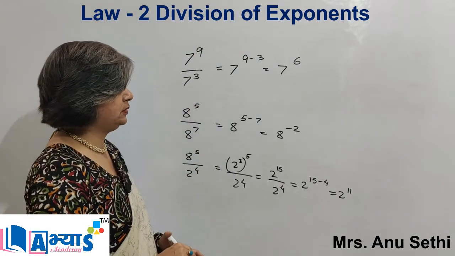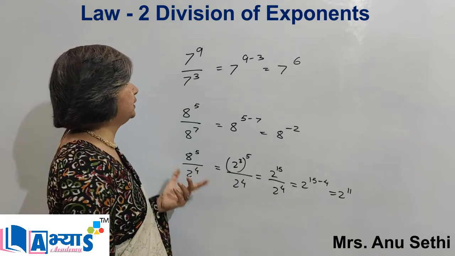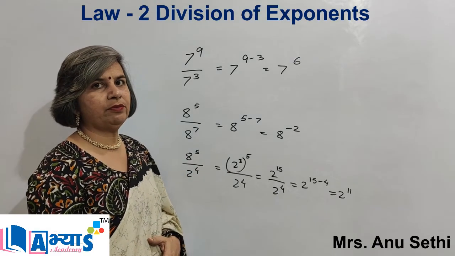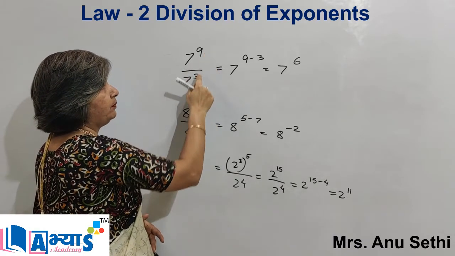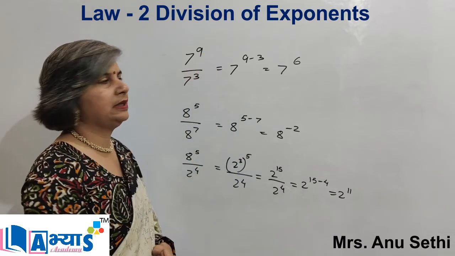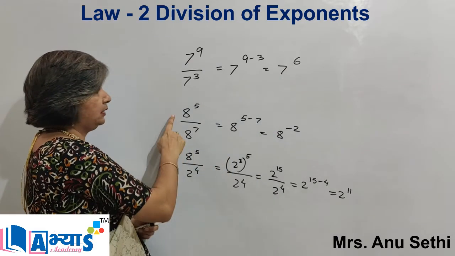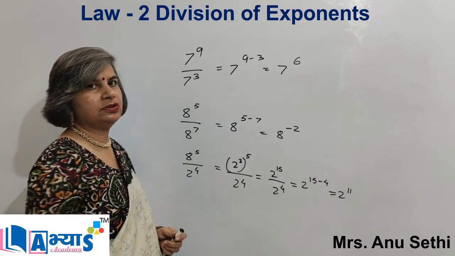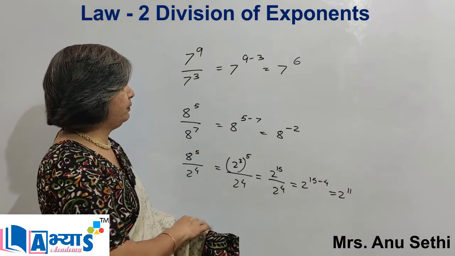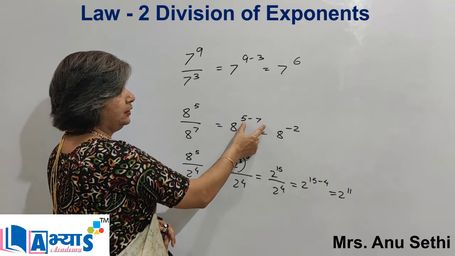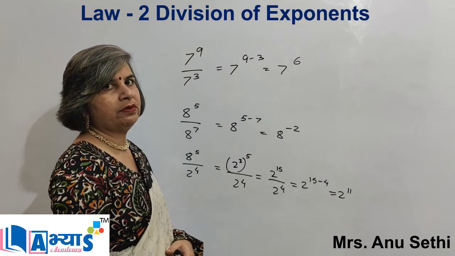So let us sum up the concept. Whenever we have exponential terms in which the bases are the same and we are performing division, we will keep the same base and subtract the powers. In the first example, 7 raised to power 9 divided by 7 raised to power 3, we subtracted 9 minus 3 to get 6. So we got 7 raised to power 6. In the second example, it was 8 raised to power 5 divided by 8 raised to power 7. Again we had the same base 8, so we performed division by subtracting the powers, 5 minus 7. So I got 8 raised to power minus 2.